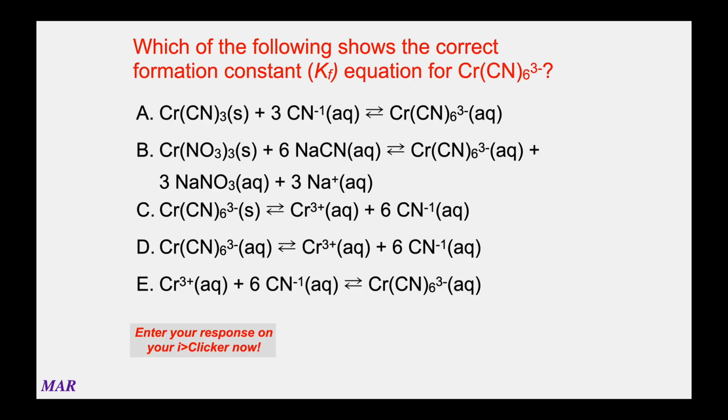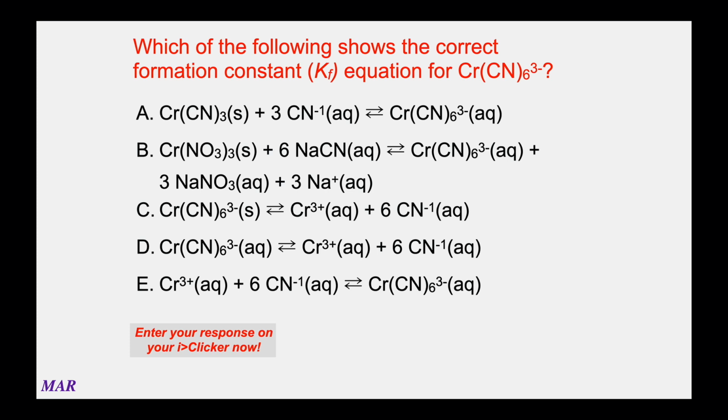Which of the following shows the correct formation constant Kf equation for Cr(CN)6 3-? This is a complex ion, and complex ions are defined by their formation constant Kf expressions. So see if you can figure out which one of those would be the best answer for this problem. Pause the video if you'd like to. We'll work on it when you unpause it later. Pause the video now.